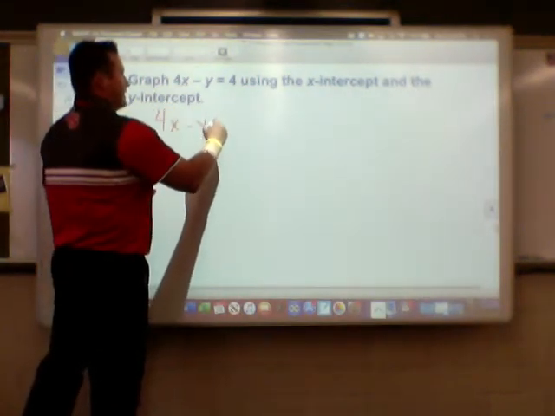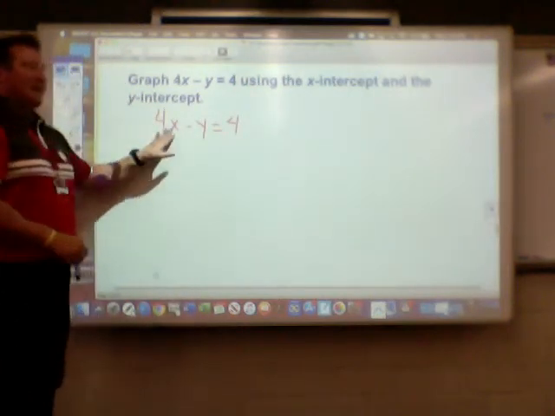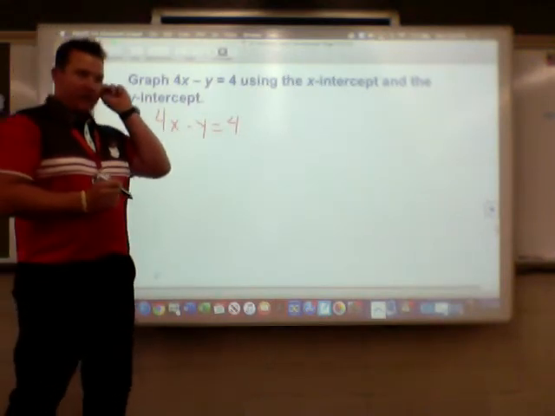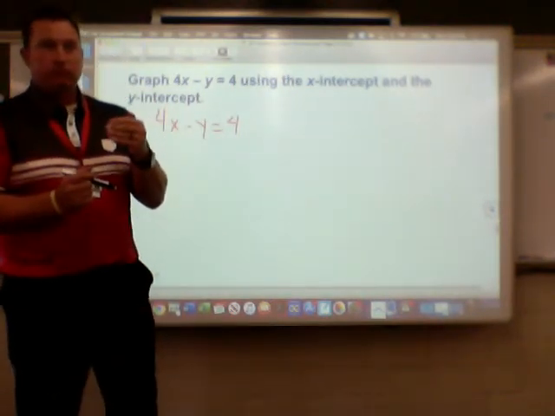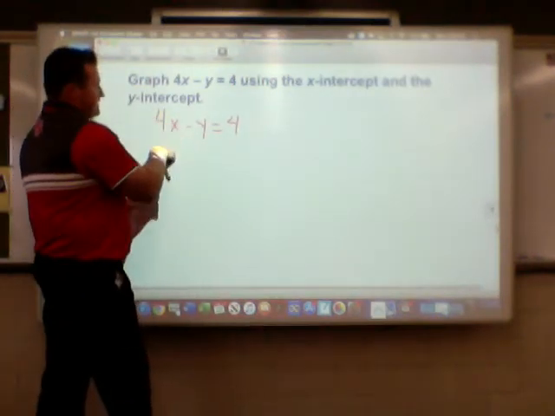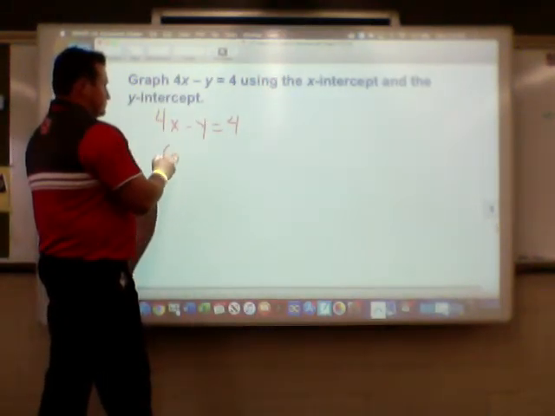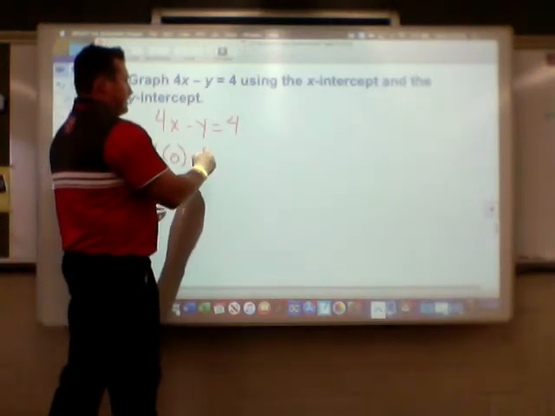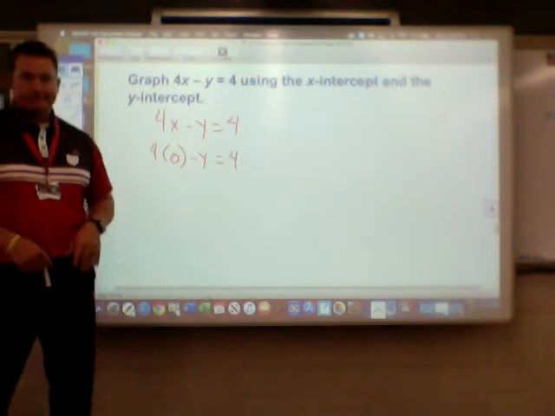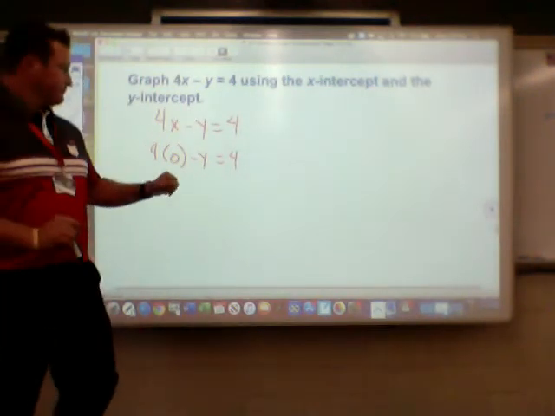4x minus y equals 4. If I want to find the x-intercept, right? If I want to find that, all I need to do is throw a 0 in there and see what we get. So if I replace this x with 0, and I leave everything else just like it is, guys, solve this equation for y. That's all you have to do.